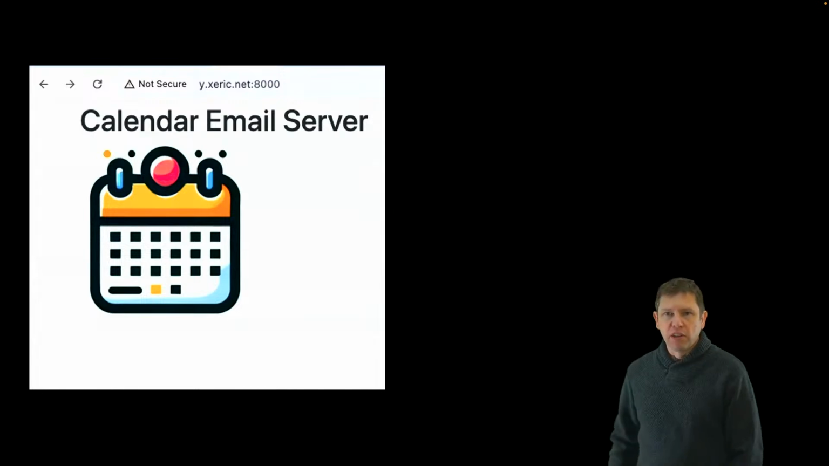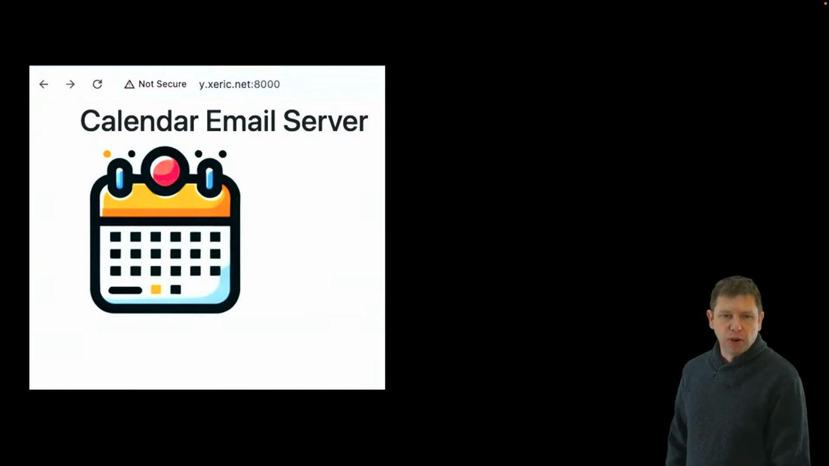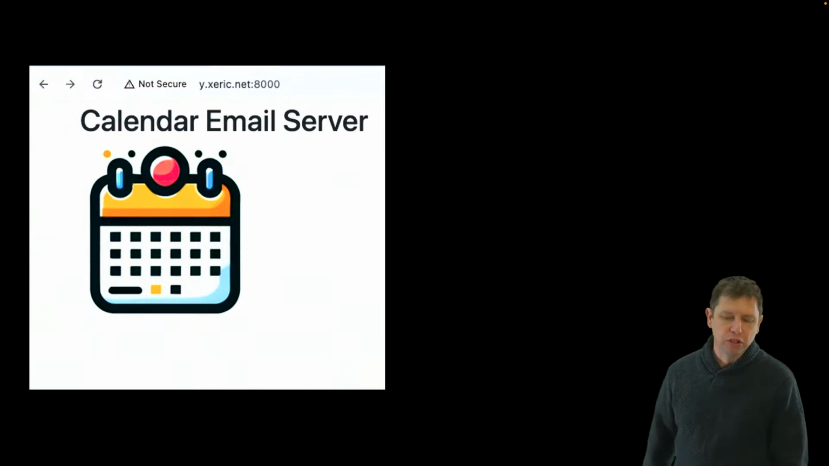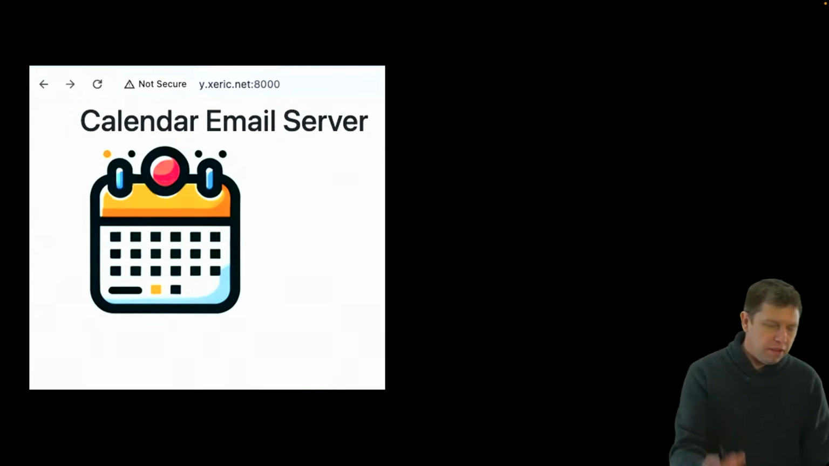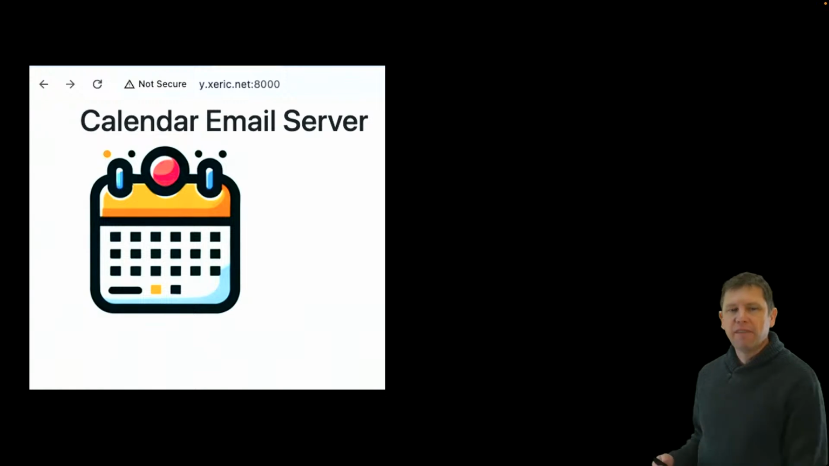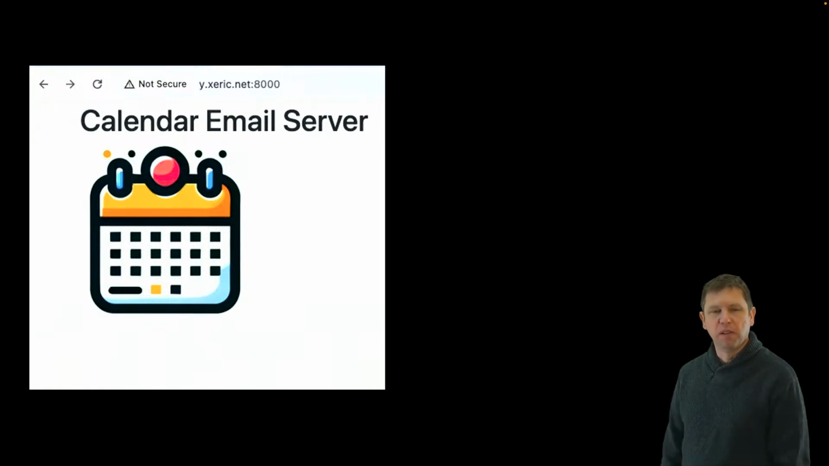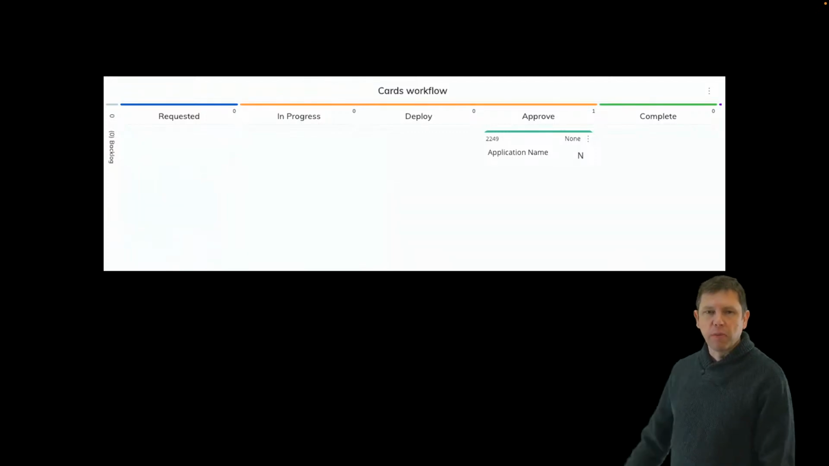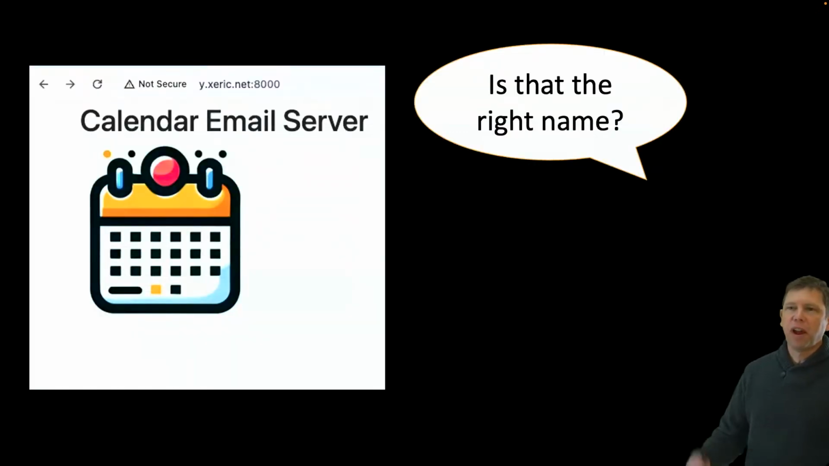And we put a nice little logo up there with it too. So we said it's called Calendar Email Server. So we take this and we show it to the users. And the customer's users, the people that have a say in how this is going to look, look at it and they say, okay, Calendar Email Server. We put it there ready for them to approve, and then they ask the question, is that the right name?